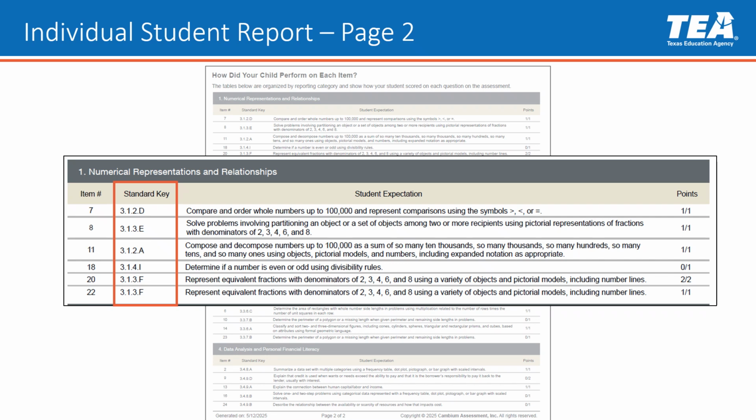The last number and letter combination, for example, 2D, identifies the Texas Essential Knowledge and Skills, or TEKS, for this grade level. The third column in the table is the actual language for the student expectation. And finally, the last column refers to how many points a student earned from the total points they could have earned for each question. Note that some questions are worth more than 1 point. It is important to also note that if a question is answered correctly, that does not necessarily mean that the student mastered that standard, as a single instance of a question cannot determine this.